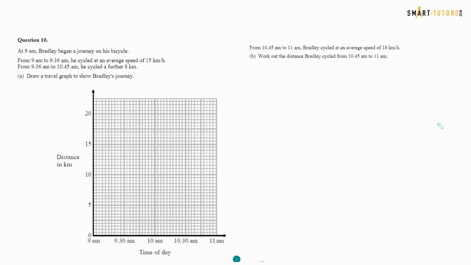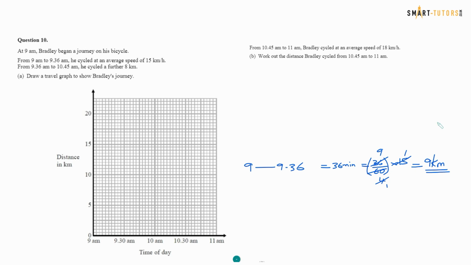Question number 10. At 9 a.m. Bradley began a journey on his bicycle, from 9 to 9:36. So 36 minutes of travel. 36 minutes is 36 over 60 if you convert that into hours, and he is cycling at an average speed of 15 km per hour. So in 1 hour he goes 15 km, so you multiply 15 by 36 over 60, which gives 9. So 9 kilometers he is going to travel in this time.